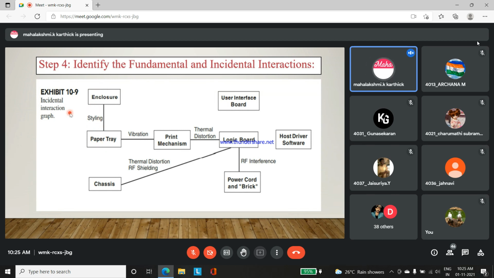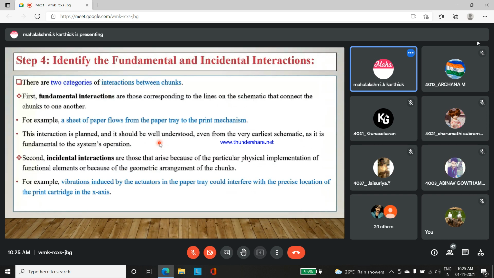That is incidental interaction. Similarly, paper tray and printing mechanism are connected together. If you are placing a paper in a paper tray and you find some incidental interaction between these two parts, that's the point here. Incidental interactions are those that arise because of a particular physical implementation of functional elements.